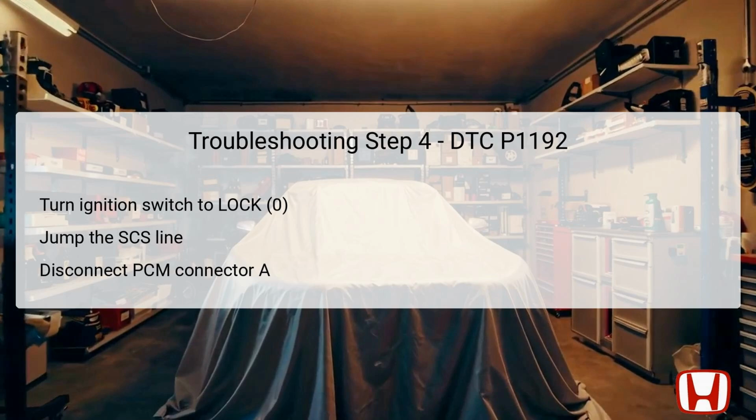Following this, disconnect the PCM connector A, which comprises multiple pins responsible for various sensor inputs, including the FTP sensor. This disconnection is vital for assessing the integrity of the signal from the sensor to the powertrain control module, PCM, without interference from other circuits.